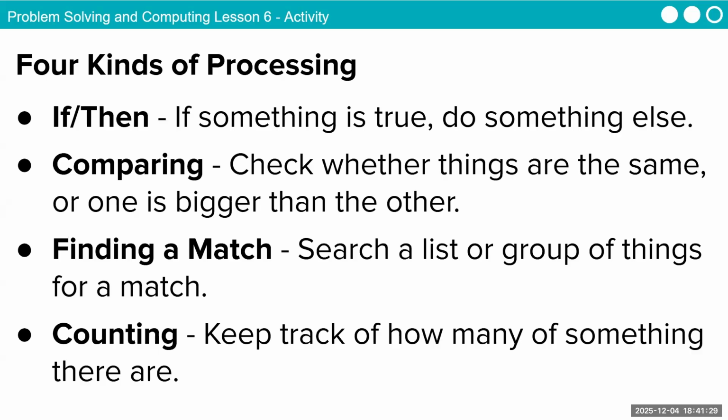Comparing. It's going to compare two things to each other. Now it could be numbers: is three the same as three? But it doesn't have to be numbers. It could be comparing apples to oranges. What is the difference between this and that? Finding a match. If you've ever played memory, you know how to find a match. So the computer is trying to find a match to what you selected. Counting. It keeps track of how many of something there are. Counting one, two, three.